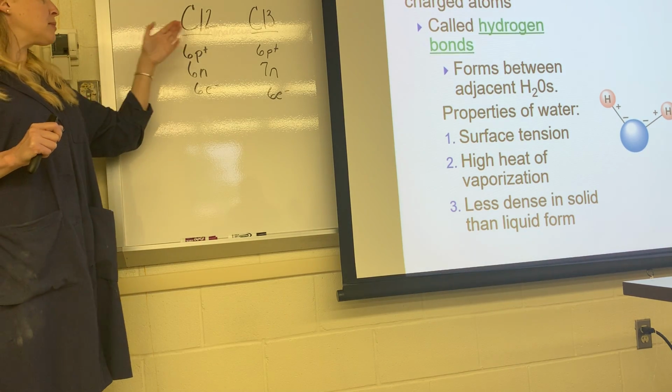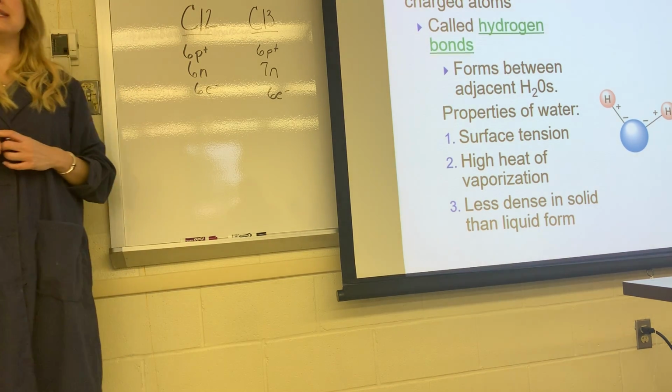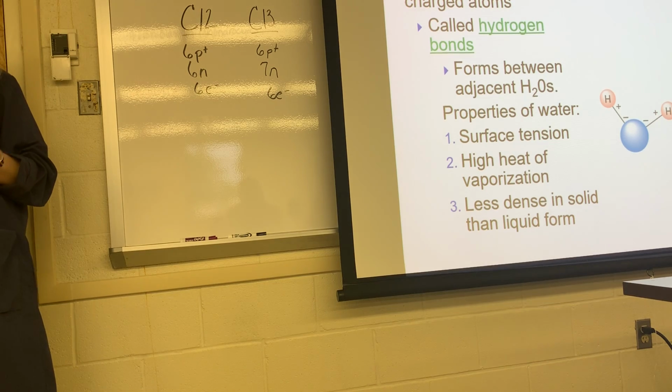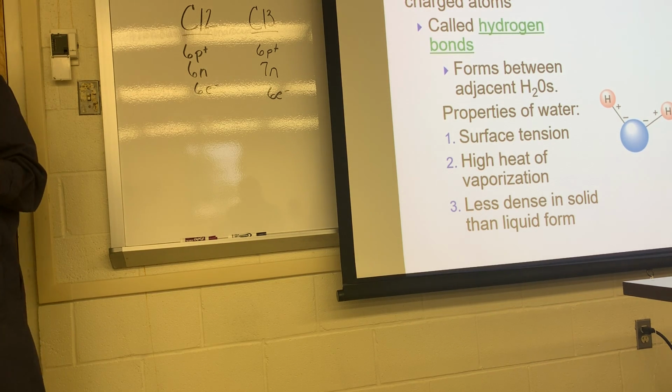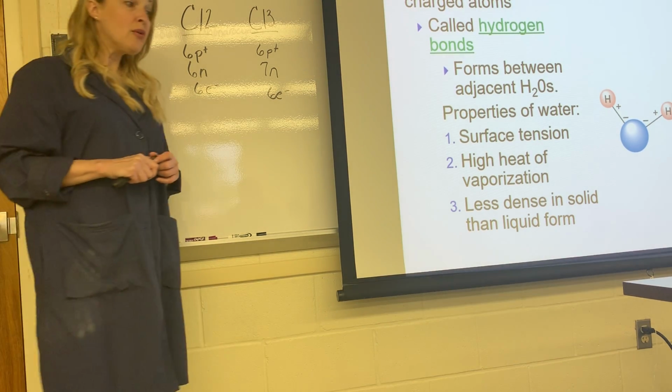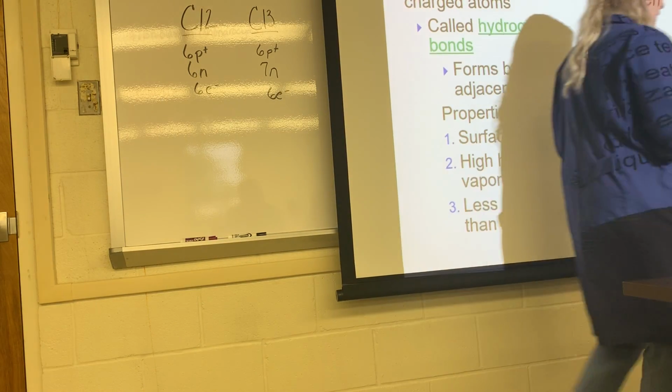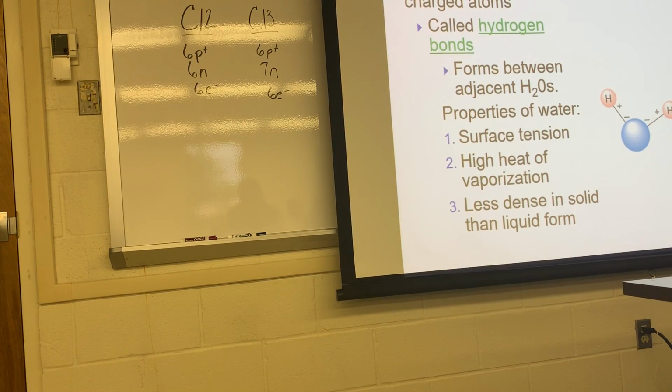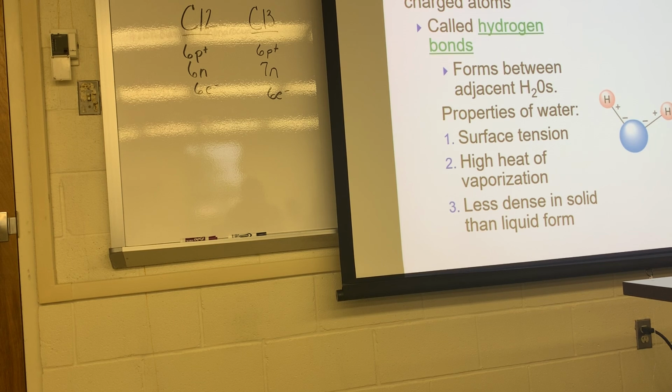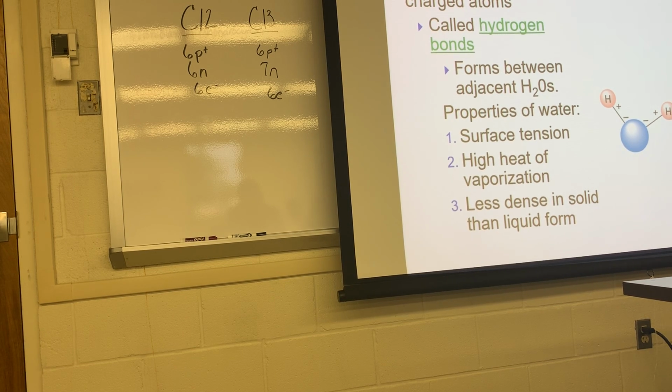C12 is a stable isotope. C13 is unstable and has a half-life, which means it degrades by half after so much time. Okay, so that's the isotope. Now, any questions so far about what we covered? Anything? Okay, so then we talked about chemical bonding.